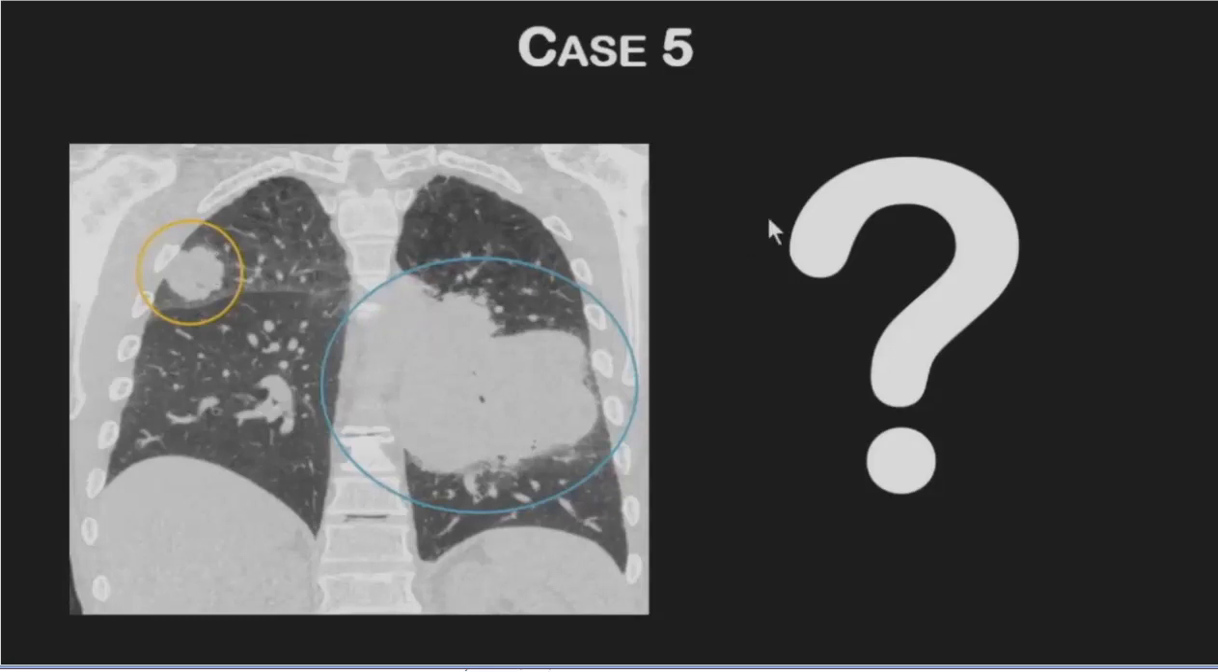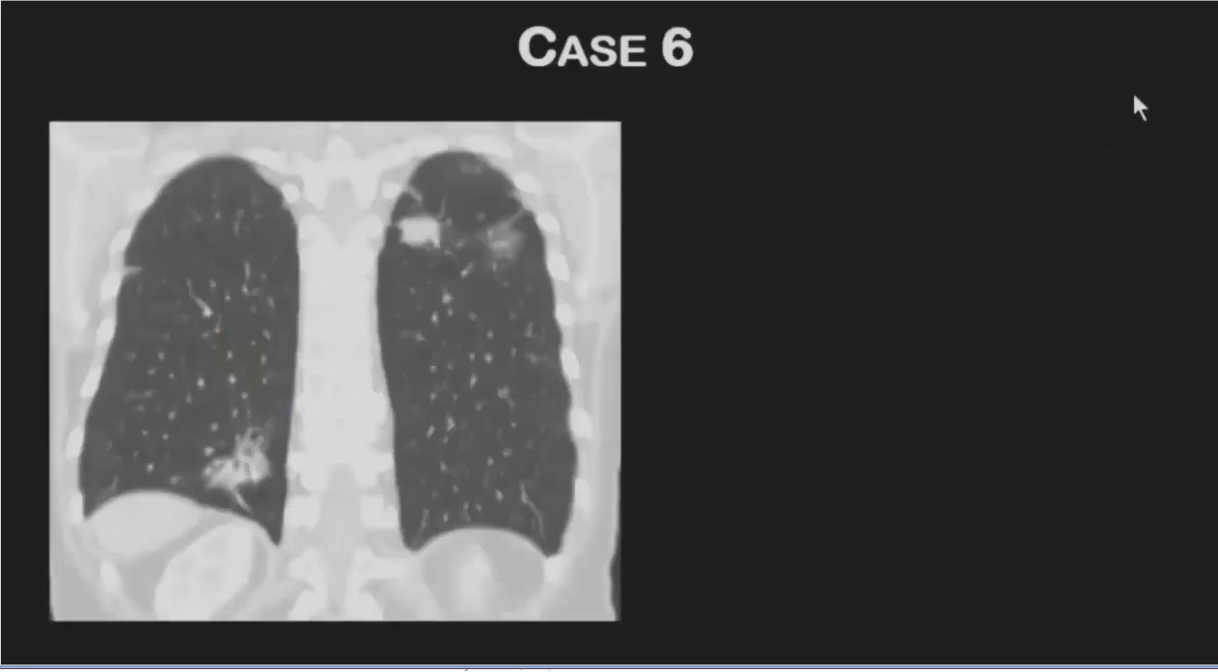So it's important to note that whenever you have 2 different lung cancers like this, they each have to be staged separately. And here's our final case, which is kind of similar to the previous concept. We have 3 very different looking lesions here on this coronal CT.